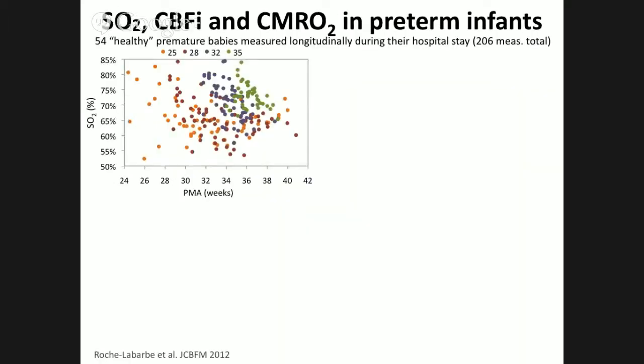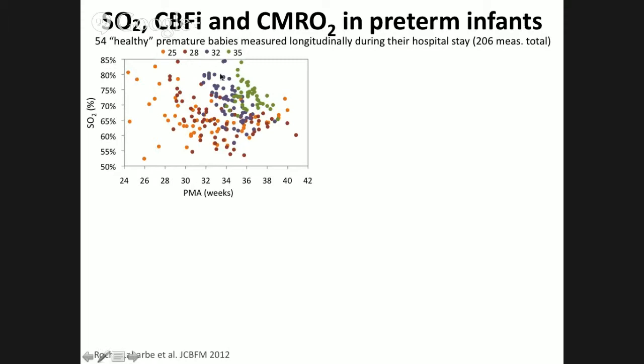And then in preterm infants, we've done a lot tracking preterm infants during the course of their hospital stay. So we measured 54 healthy preterm infants. By that I mean they didn't have any significant cerebral or pulmonary conditions. And if we look at SO2 versus post-maturational age, we didn't see any correlation. Here I'm stratifying my data by group.